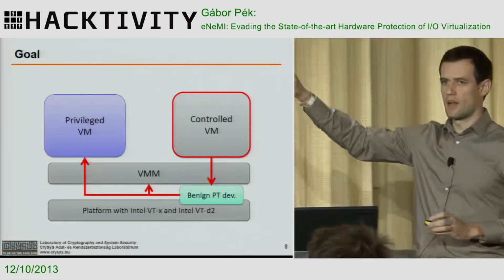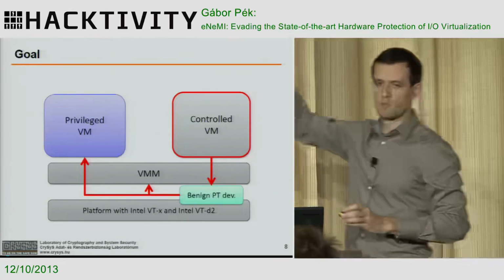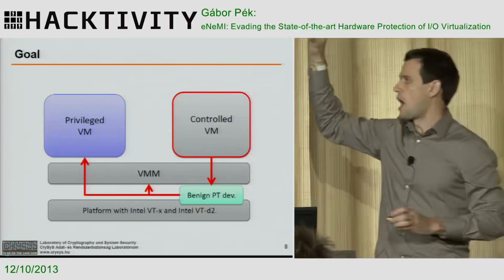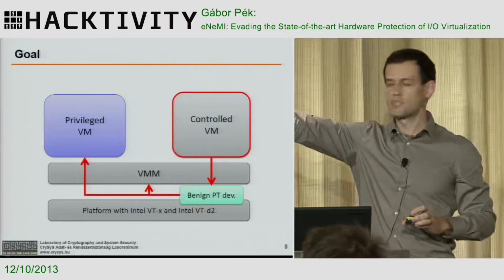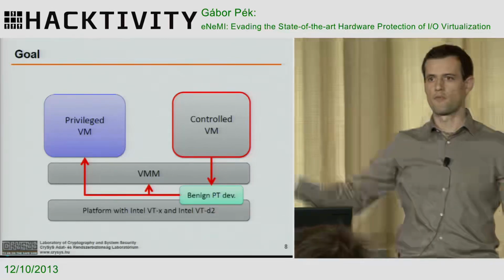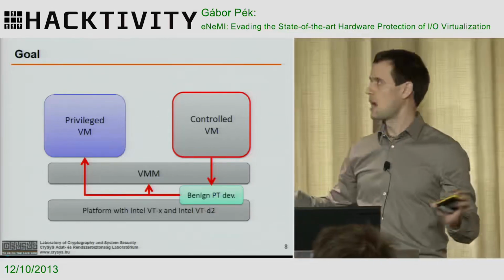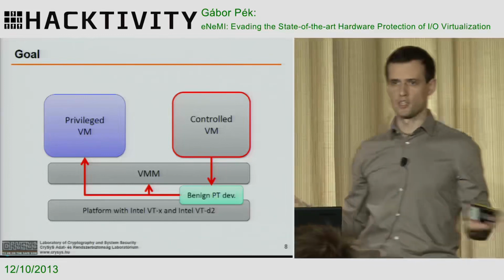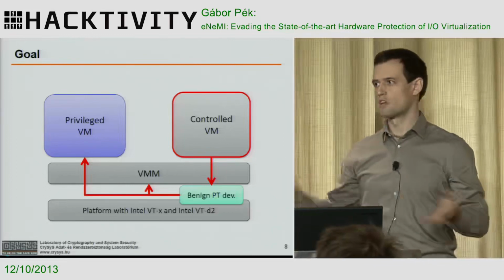So this is the threat model. This is the goal, what we want to do. In this presentation, I would like to do something like this. I have a controlled VM. I have a directly assigned device, a benign pass-through device. So the firmware is not infected. Everything is correct. I can only control the VM, so I have root privilege in the VM. Anyone can buy such an instance in a cloud environment. So basically, you have root access.